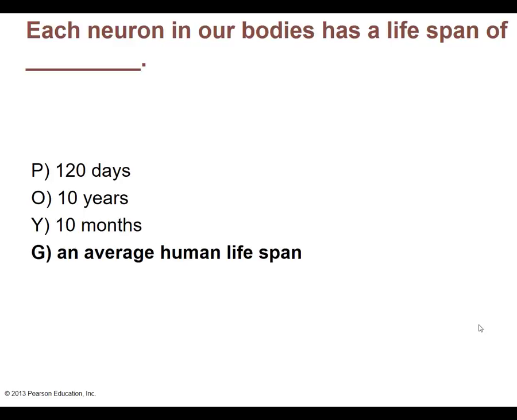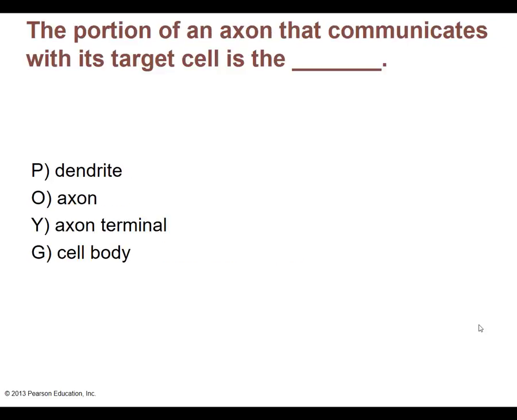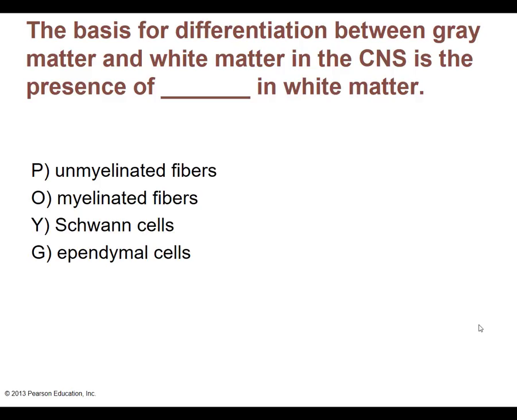The portion of the axon that communicates with the target cell. So what part of the axon? We're just talking about the axon region that communicates with the target cell. That would be the axon terminal, whether you've got one or whether you've got thousands at the end. They communicate with your next target cell. And the basis for differentiation between gray matter and white matter in the central nervous system is the presence of what in the white matter? What makes it white in the central nervous system? And it is the myelinated fibers.